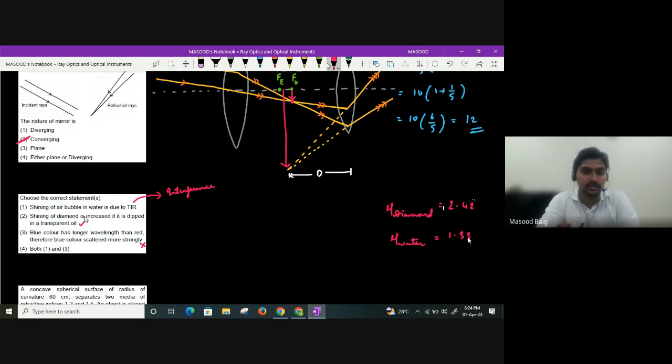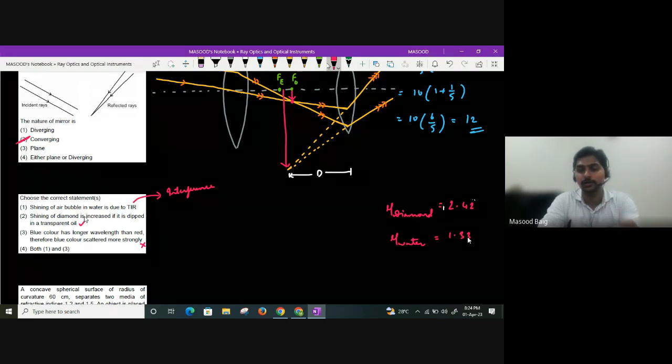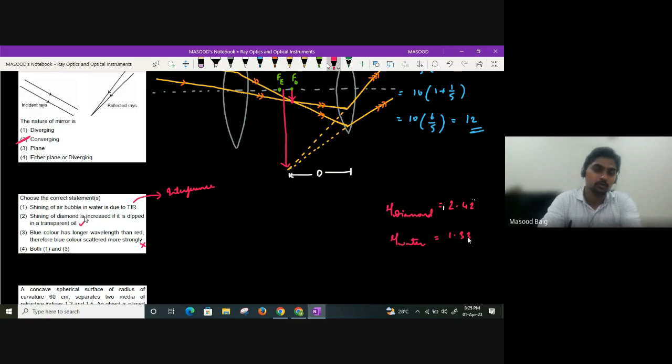Less dense again. Its mass density is less, but it can have more optical density, guys. So there may be a possibility that the transparent oil can have more density than water, I'm not saying more mass density, I'm talking about optical density, guys. So it may have more optical density than water or less optical density than water. However, its density will be less than diamond. So whenever light is traveling from diamond to oil, there is a possibility for TIR to take place. So that is the reason shining of diamond will be increased if it is dipped in a transparent oil.